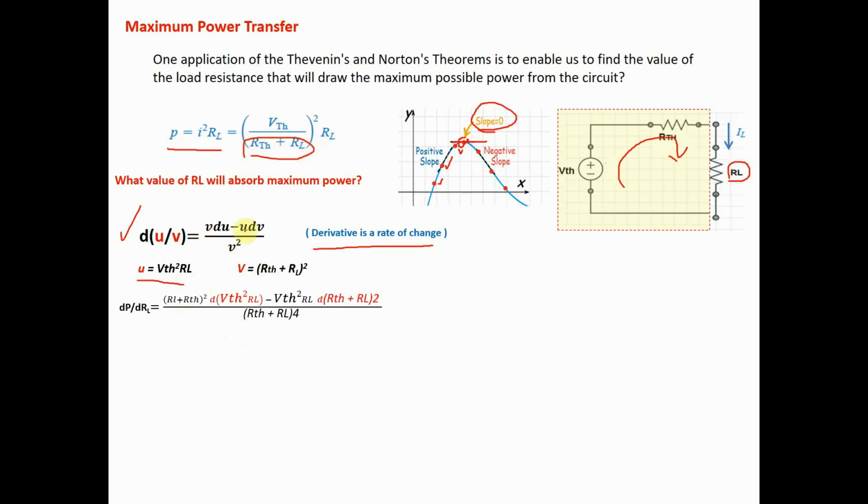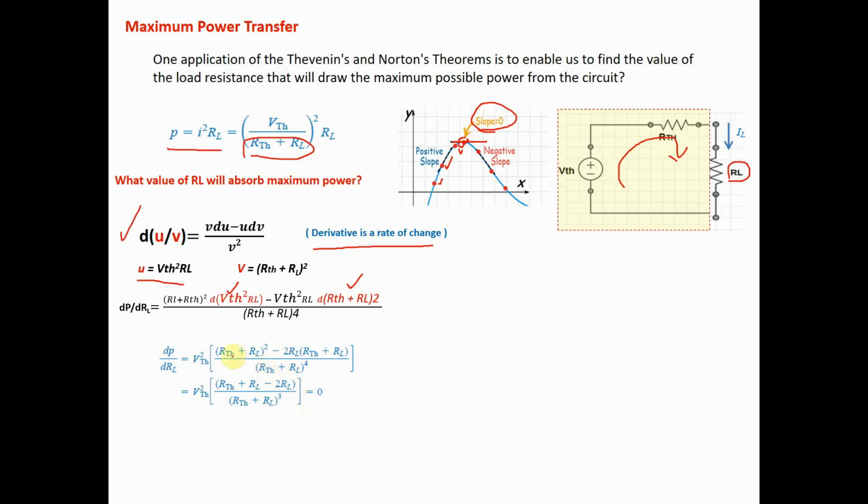We have v du, the derivative of u, and then u dv. This is u, right? And this is du, and then v squared. So this is a square here, RTH plus RL squared. Again, you will square it. It will become RTH plus RL raised to 4. This is an exponent. Okay? So this is our result of our derivative.